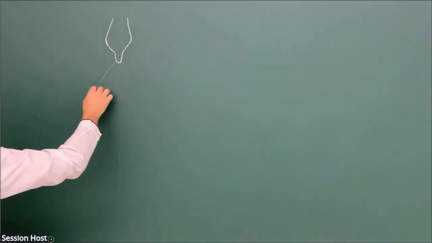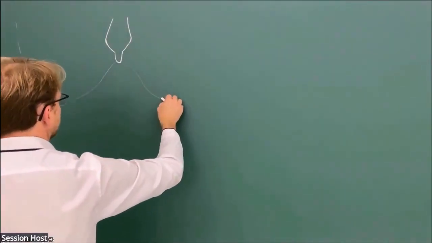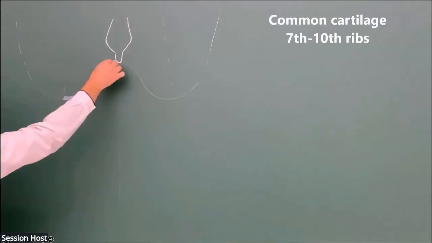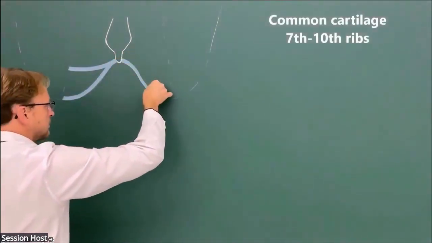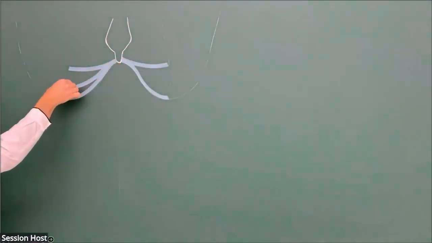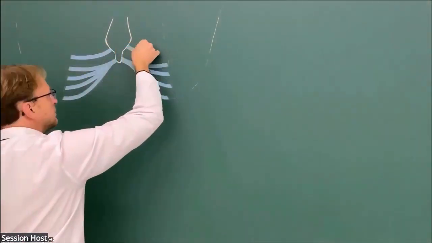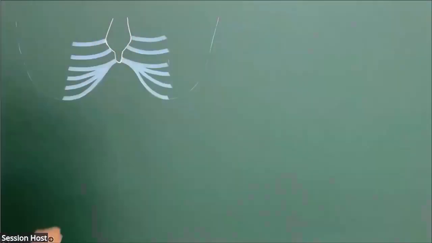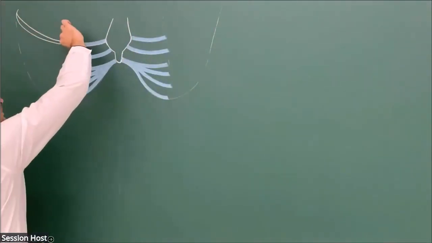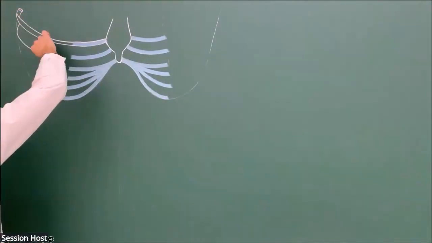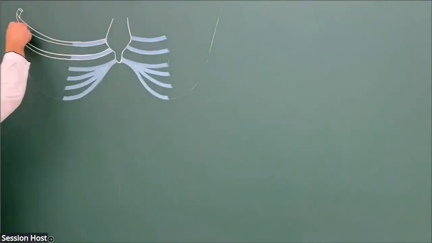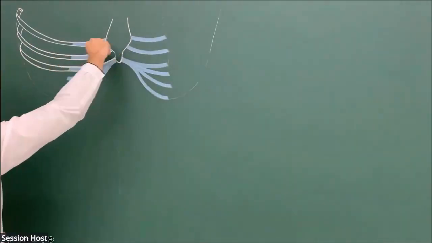This is an anterior view. We can see the sternum and the xiphoid process. This is the last rib cartilage, a common cartilage for the 7th to the 10th rib. This is the 5th and the 6th ribs cartilage. Right side, we are drawing the ribs from the 5th to the 10th.